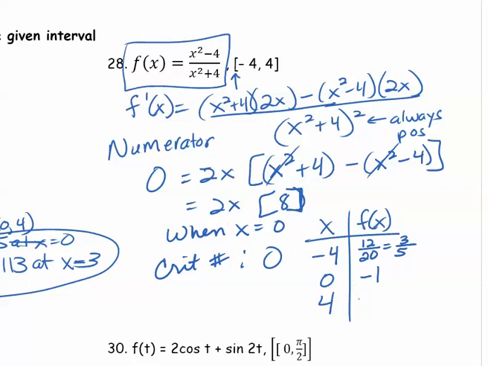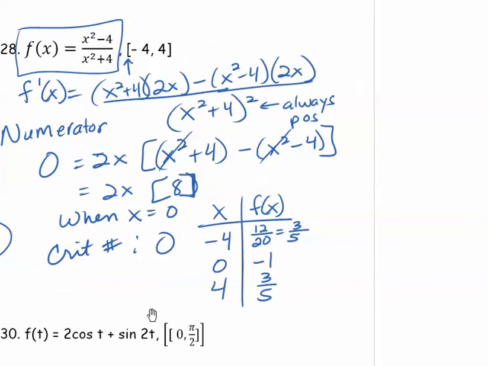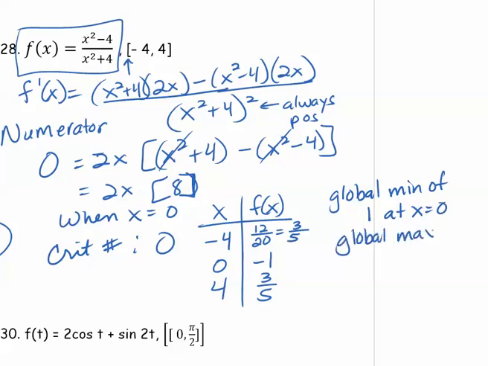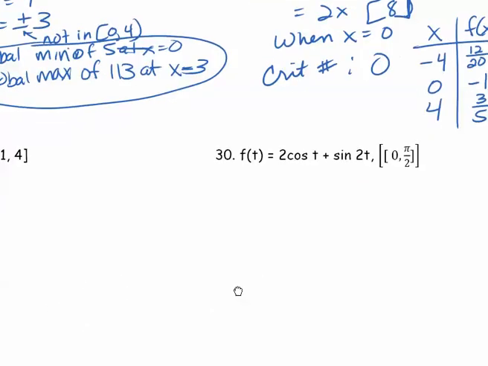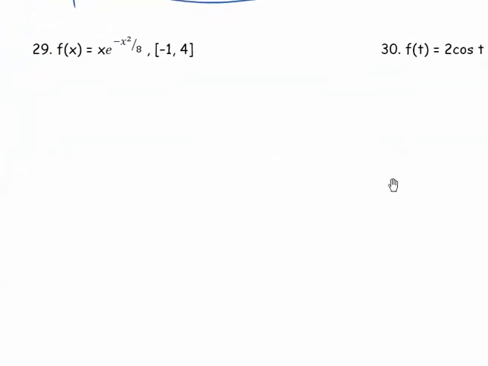It's an even function, so if we put 4 in, we'll get the same thing that we did for negative 4. So we've found out here that we have a global minimum of negative 1 at x equals 0 and a global or absolute max of 3/5 at x equals plus and minus 4. So include both places. You can see how that would really help you when you have to graph a function if you already know its extrema. All right, let's see what this one is. This is a little hard to read.